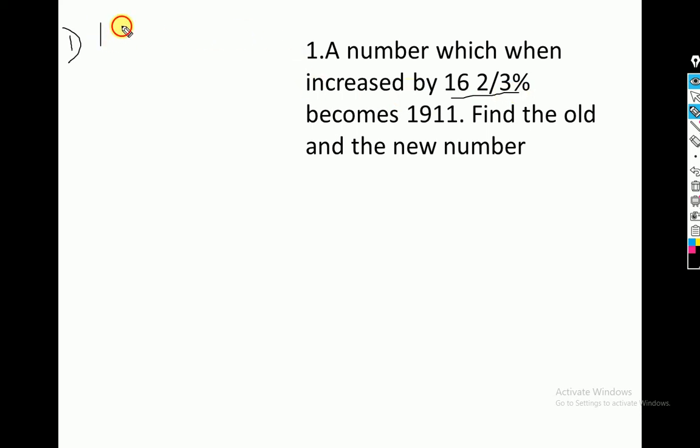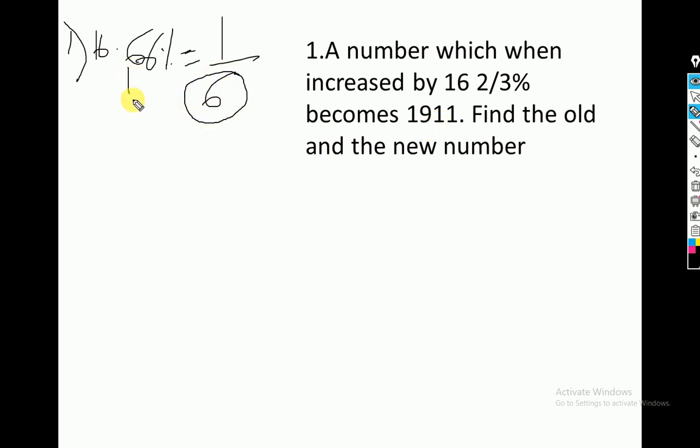16.66 or 16 2 by 3%, the fractional value is 1 by 6. Okay, so a number which when increased by this much becomes this. So 16.66% of 6 is 1. Try to read it in this way. Okay, 16.66% of 6 is 1. So if 1 is added to 6, we get 7.